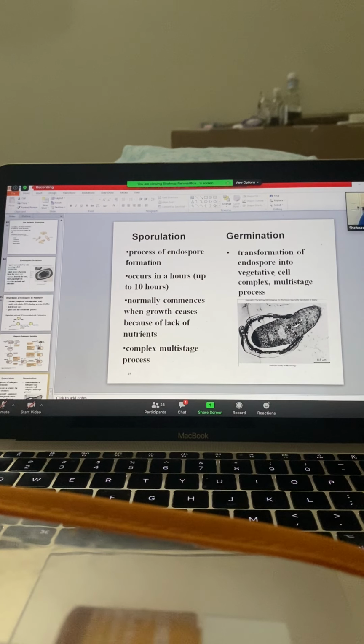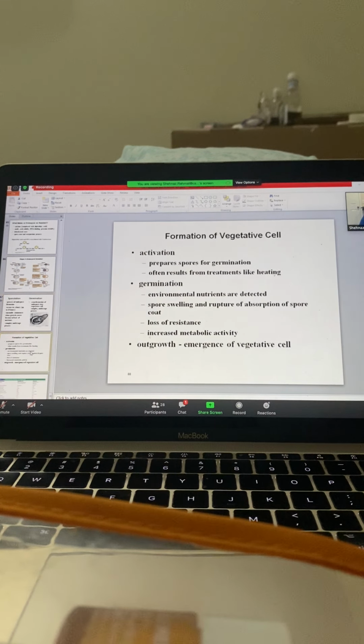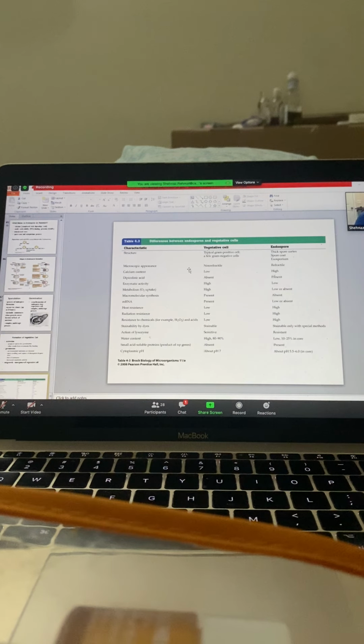For germination, the signal is availability of moisture as well as nutrients. So when you give nutrients and moisture to your spores, they will start to germinate. I won't go into how it is done, but definitely the spore will swell, rupture, and absorb the moisture and nutrients, and the loss of resistance occurs, and of course metabolic activity increases, and this outgrowth of the vegetative cell will occur here. So here are the differences that you can read in terms of what is found in a vegetative cell versus your endospore.